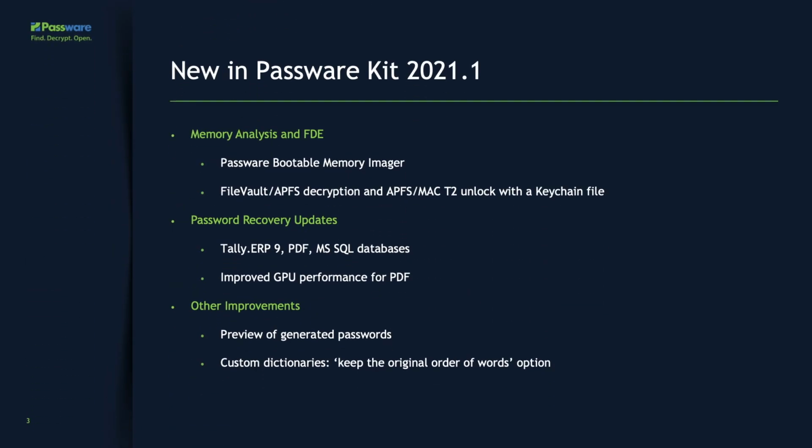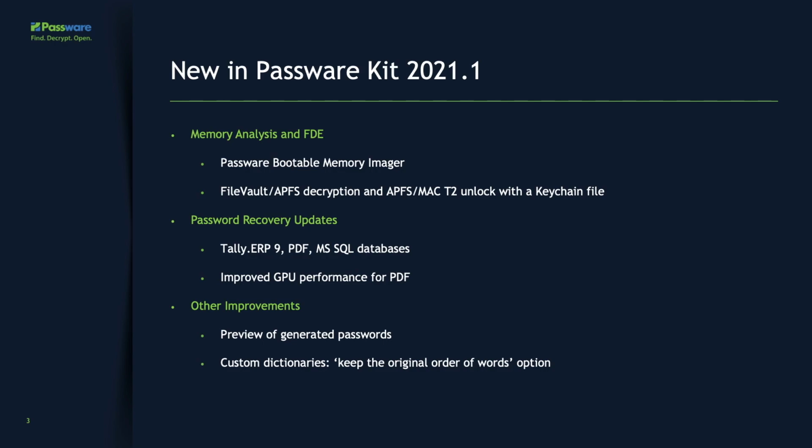We're proud to introduce a number of new features into version 2021 v1, and we'll provide an overview of these in this video. First and foremost, we've made some exciting additions and improvements to our memory analysis and full disk encryption capabilities. We're pleased to announce the inclusion of Passware Bootable Memory Imager, which is a password tool that enables examiners to acquire live memory images of target Windows, Linux and Mac computers.